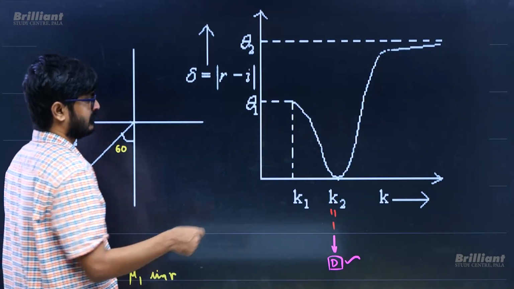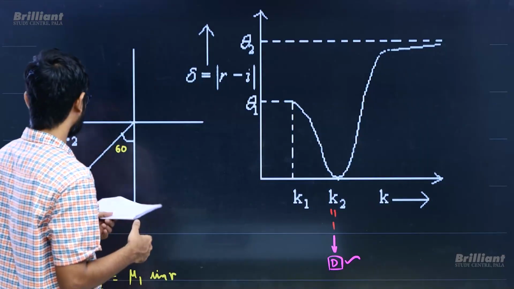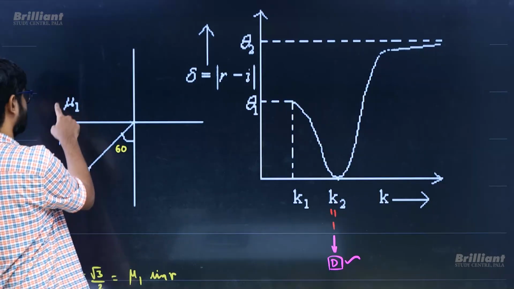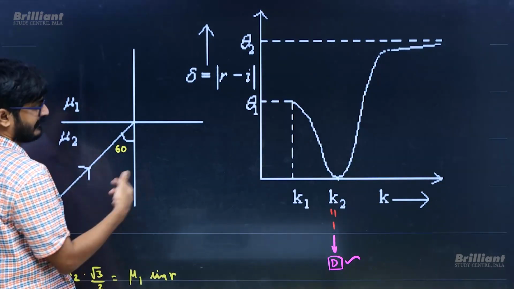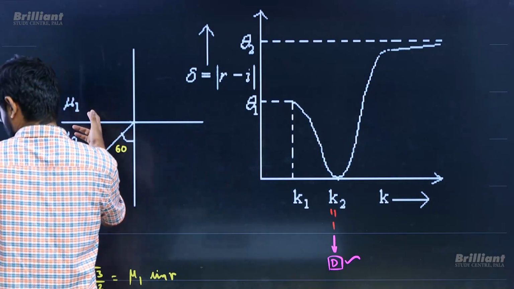Okay, so from here to here, when the k value is increasing, let me say mu 2 is fixed. So if the k value is increasing, the meaning is mu 1 is increasing. When the k value is just greater than 0, this is just greater than 0.